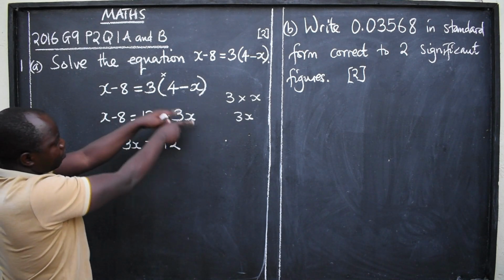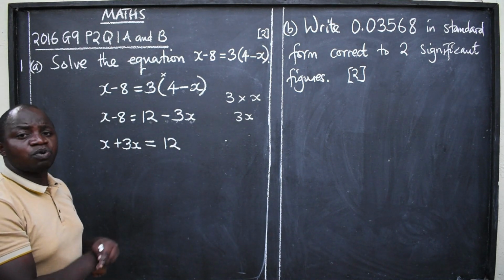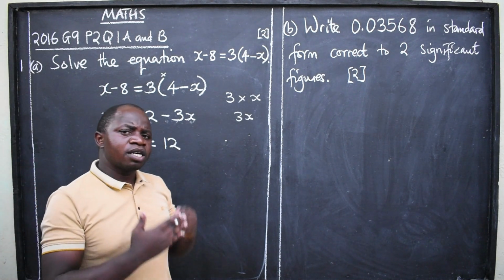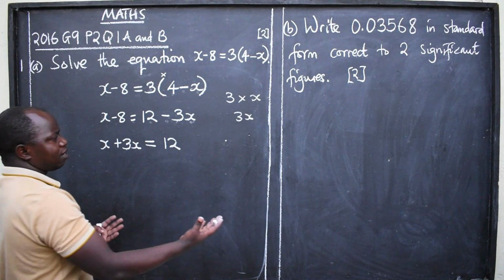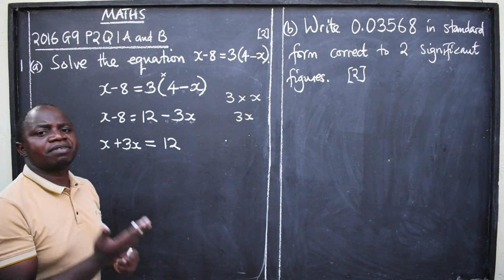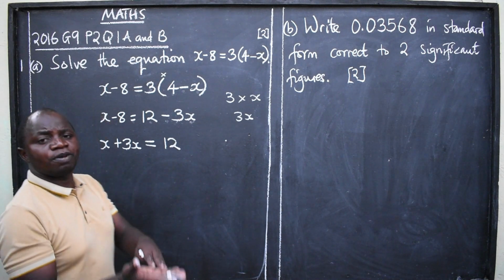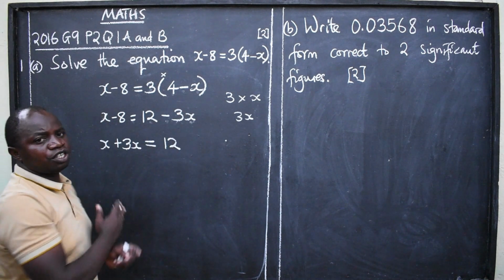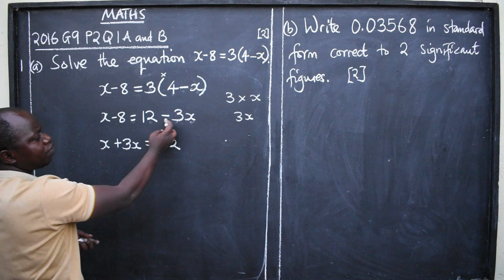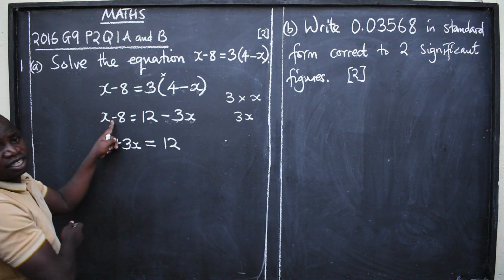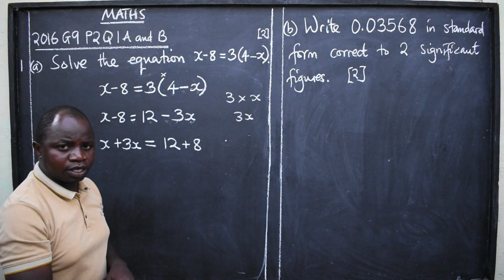This negative 8 must cross the equal sign so that it comes where 12 is. What do you think will happen to the negative? It will change. So you should always remember this. Whenever a variable or a term is crossing the equal sign, the sign must change. If it is positive, it will become negative. If it is negative, it will become positive. Or we are saying the additive inverse. So the additive inverse of negative 3x will be positive 3x. The additive inverse of negative 8 will be positive 8. So it will cross and change to positive.